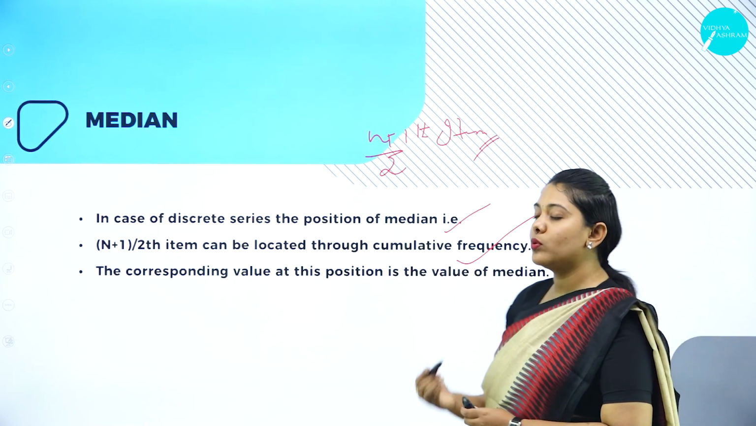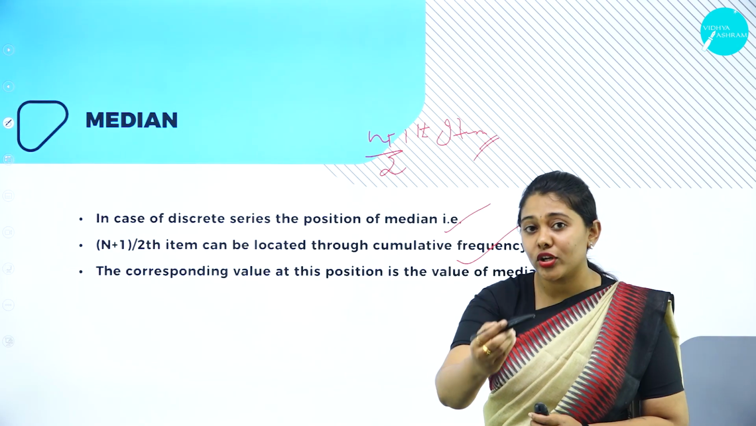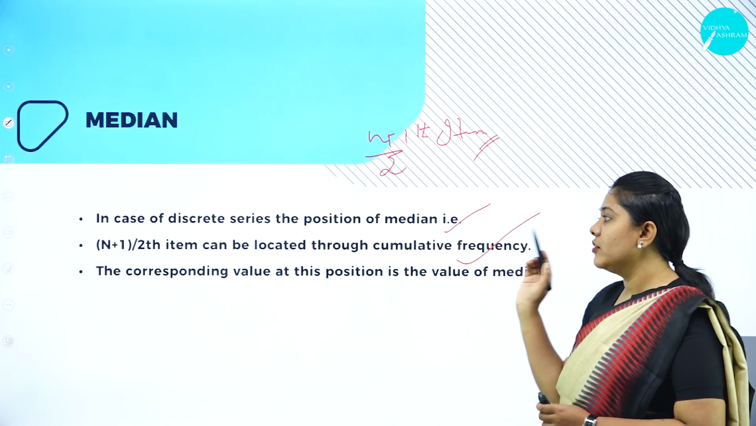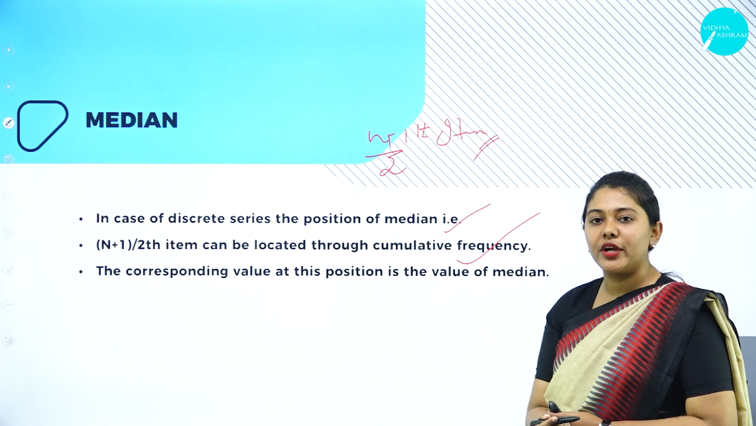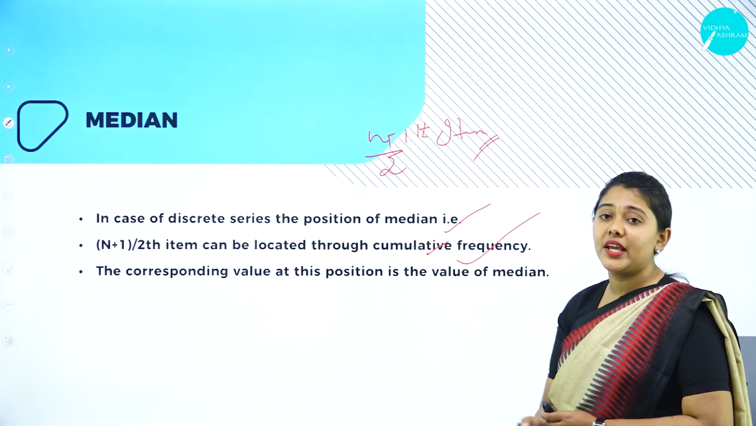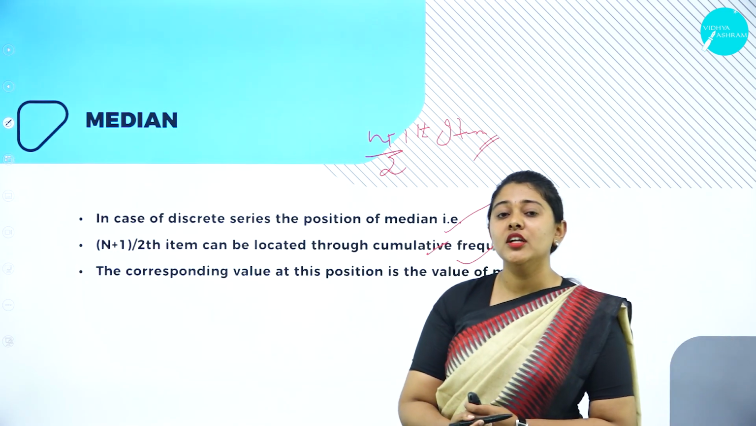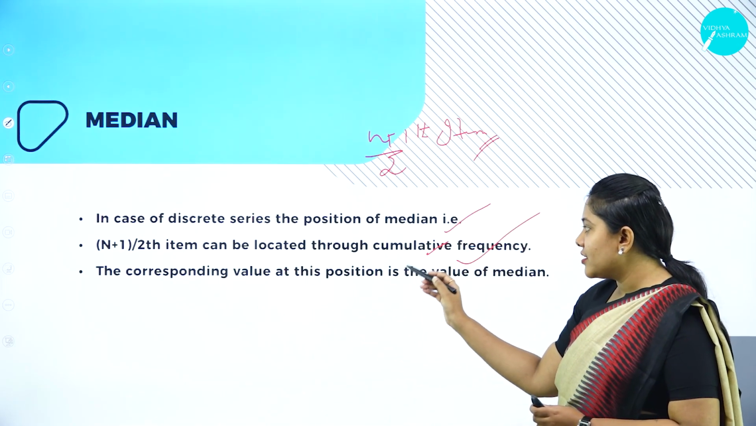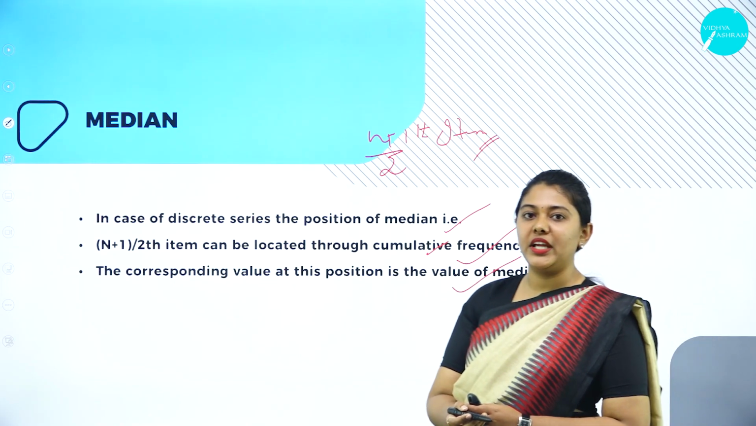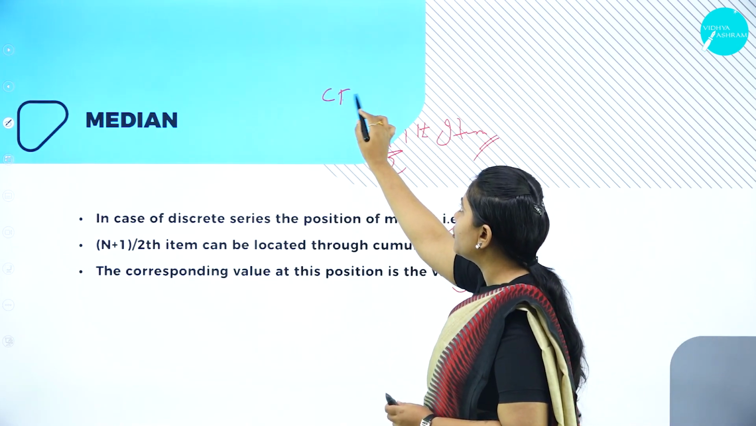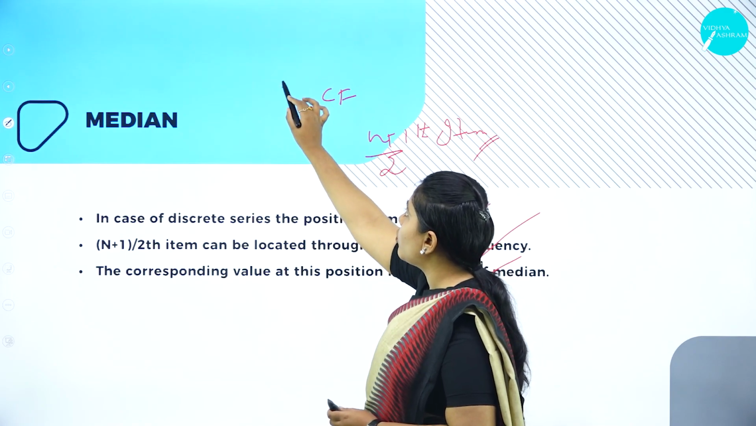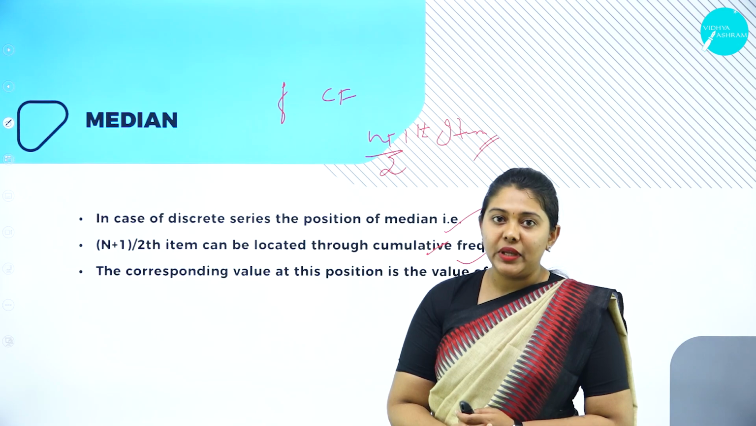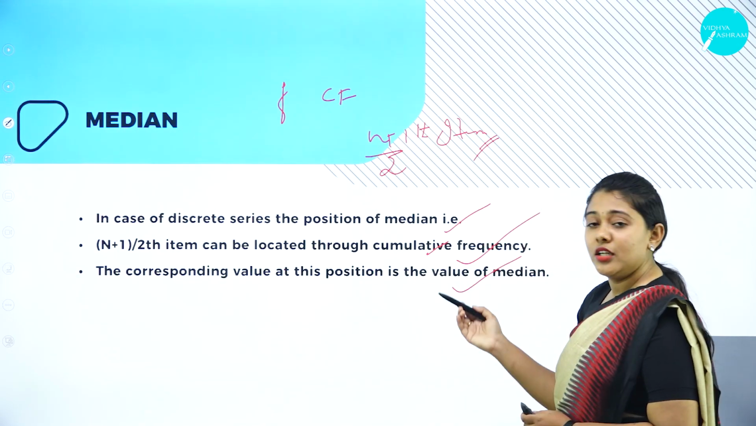So what do you have to do for calculating the median in a discrete series? You have the formula (n plus 1) divided by 2 item, by using cumulative frequency, by locating the cumulative frequency. The corresponding value at this position is the value of the median. So this will be the cumulative frequency, and the corresponding value will be your median. So let us look at your problem.